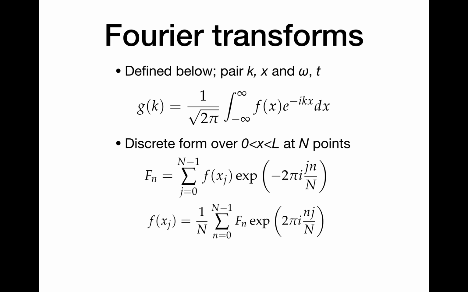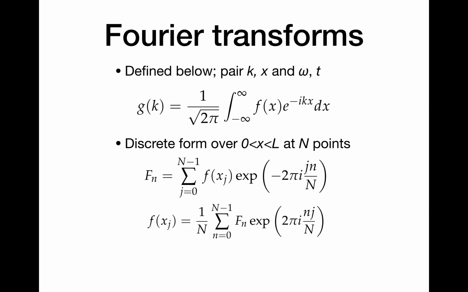As we've said already, we're working with a discrete problem where we have a certain number of points, so we need to define the discrete Fourier transform, which will go over some domain of x from 0 to capital L with capital N points. You can see that in the second equation. So you've got capital F subscript little n equal to a sum over j equals 0 to N minus 1 of f of x j, x j being a point. In this case, x j is defined as j times L divided by N, and then you're multiplying that by the exponential of minus 2 pi i j little n over big N.